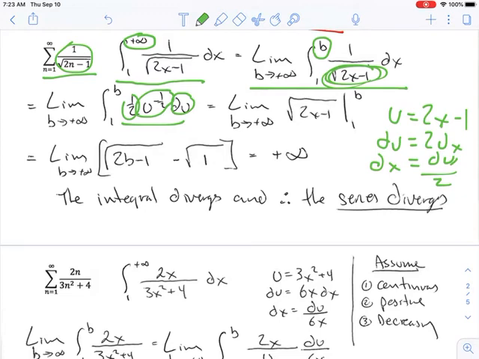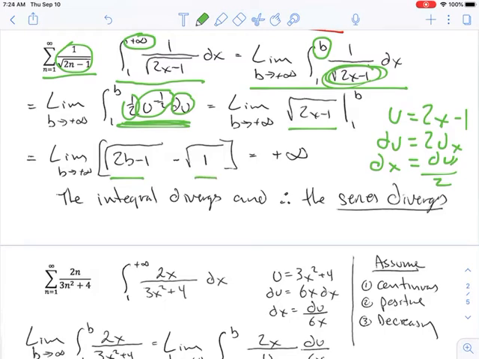So integrating that, I didn't show that work either, but you can show that when you integrate u to the negative 1/2, you're going to end up with the square root of u. And then replacing 2x minus 1 in for u, we have the square root of 2x minus 1. And we are evaluating that from b to 1, replacing b in for x and replacing 1 in for x.